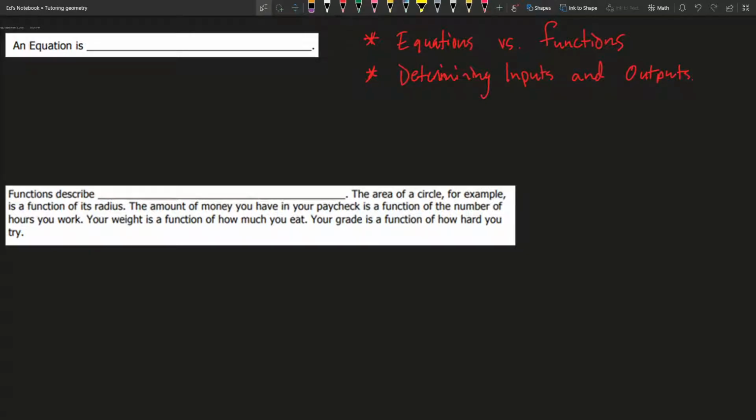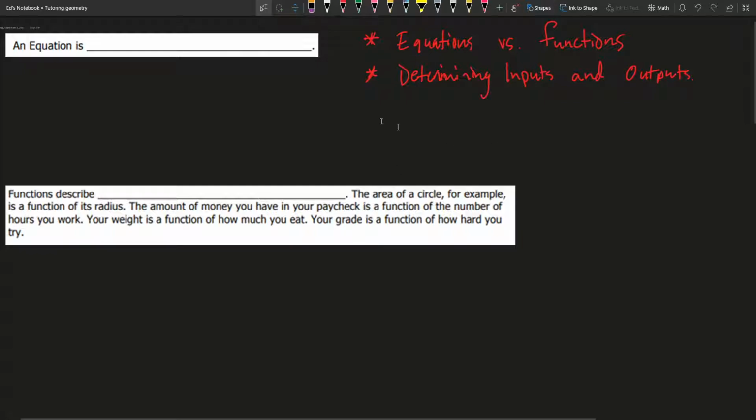In this video we're going to be covering Unit 1, Lesson 2, where we really compare and contrast the difference between equations and functions. And we're also going to determine how we figure out what's going to be the input and what's going to be the output to these functions.